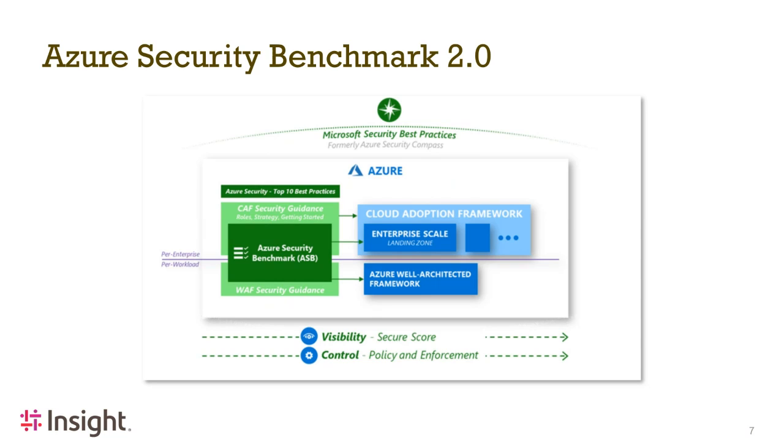From the diagram, you can see that this benchmark is part of the holistic security guidance that also includes the Cloud Adoption Framework security guidance, which covers the strategies, roles, responsibilities, the Azure top 10 security best practices, or some call it the Azure top 11 security best practices, and reference implementations. It also includes the Azure Well-Architected Framework security guidance, which helps you to secure your workload on Azure, and the Microsoft security best practices, which provide recommendations with examples on Azure.